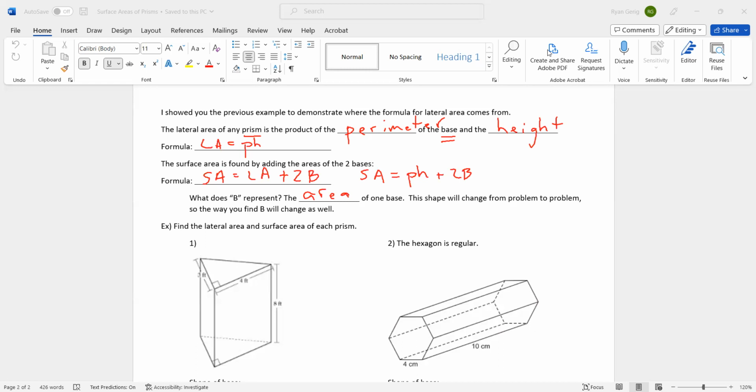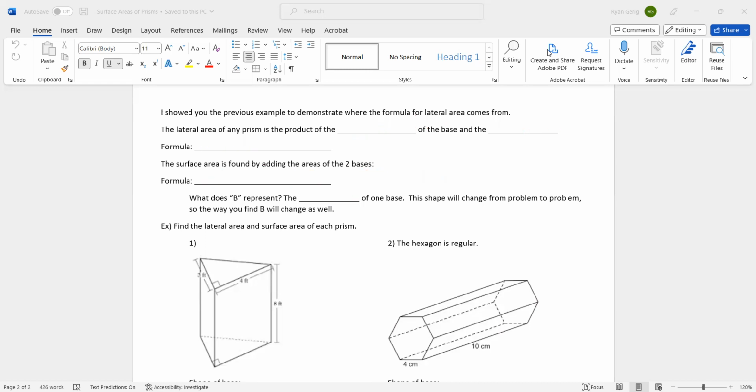Now, I can't give you a formula for B because that depends on the shape of your base. On the front, we had a hexagon as a base at the very top. I showed you a picture on that website of a trapezoid as a base. I have on number 1 right below here a triangle as a base. The shape is going to change, which means the formula is going to change. You've got to keep track of that, which is why Unit 9 was so important.